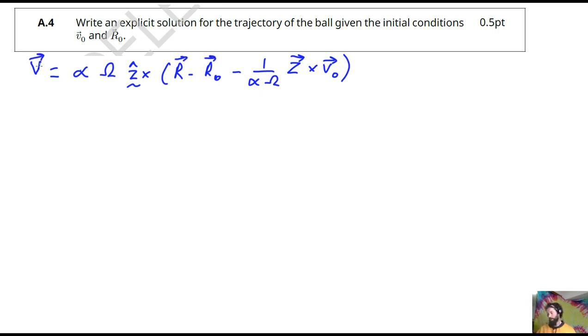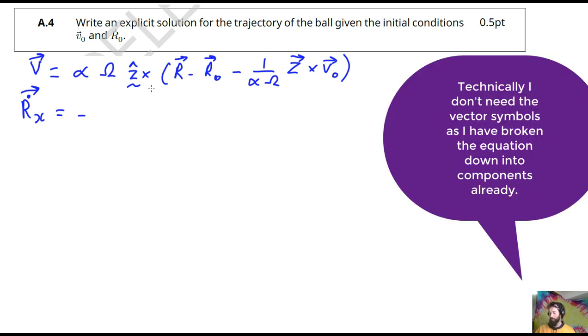And I'm going to call, rather than calling it v, I'm just going to call it r dot. So I'm just going to treat this like it's a differential equation. So if I do this for the x coordinate, because I'm taking a cross product here with respect to z, that means that my x is going to become minus y. So this means that I'm now getting the minus y component here, and then it's going to be the same for my r naught. I'm going to get the negative y component.